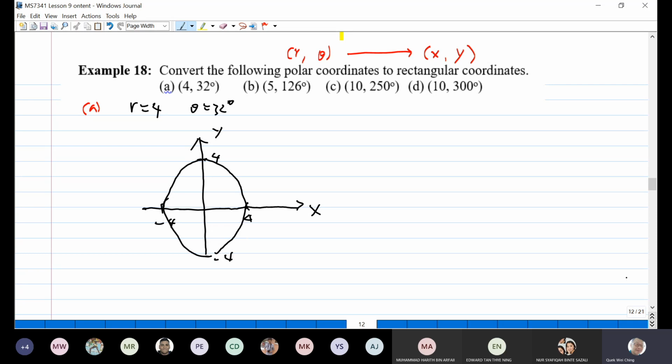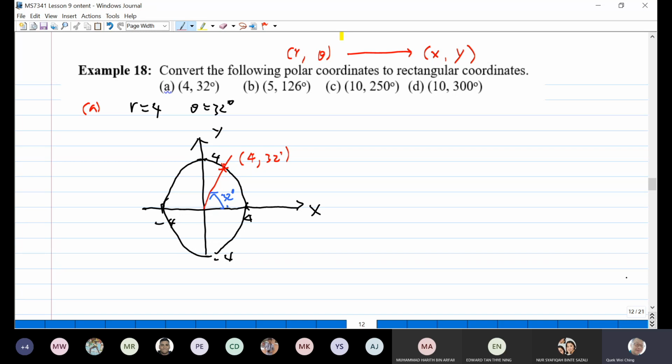We know that the point is on the circle. The direction of the point is 32 degrees. We measure from the x-axis. So you look at this one. I'm going to move up 32 degrees. So from here, I can get a point here, so I draw a point. This point here is actually 32 degrees. Okay, this is part A here.